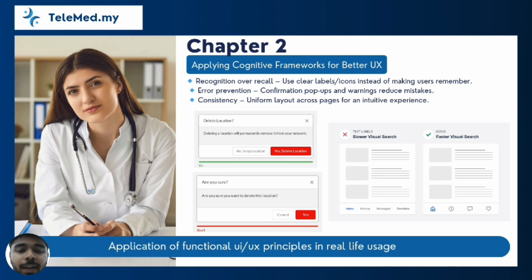When we look at error prevention, this is where we pop up confirmation notifications on the user's screen in order to make sure that users don't make mistakes. When users don't make mistakes, they will have less frustration, which leads to a good experience when they use our system. Last of all, consistency.